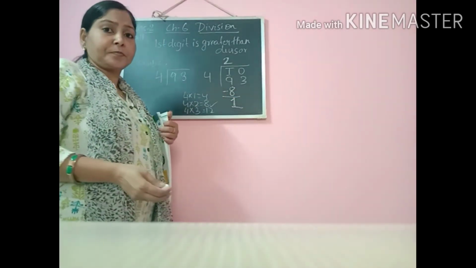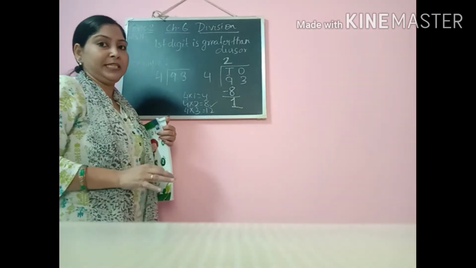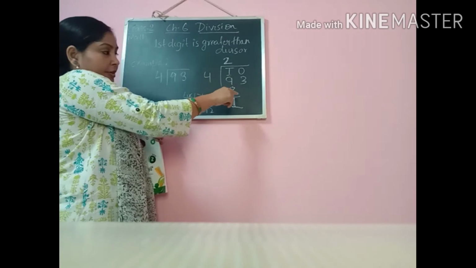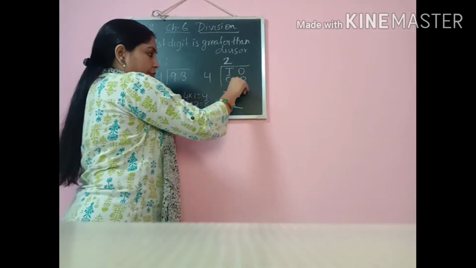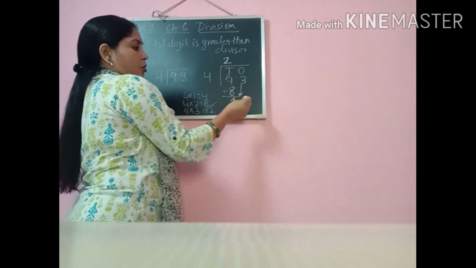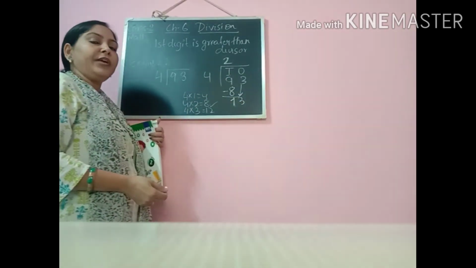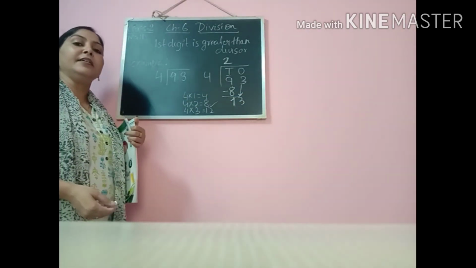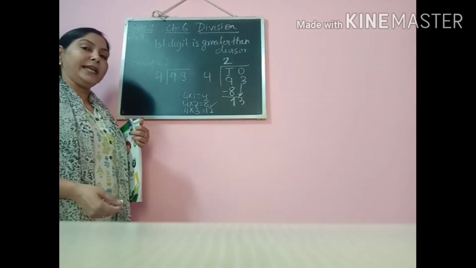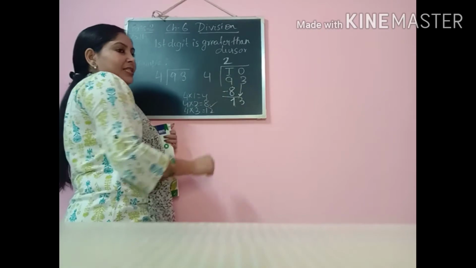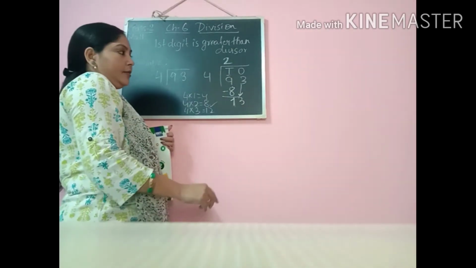But here, the division is not complete yet, because we have another number left over. So we are just going to copy down this 3 here. Then now we have 13. It's 1 and 3, 13. 1 is in the tens place and 3 is in the ones place. So it is 13. Okay.